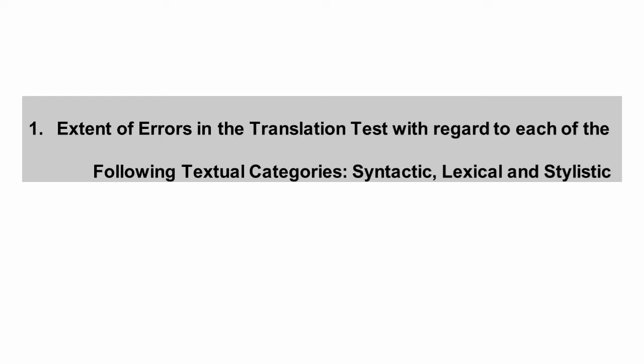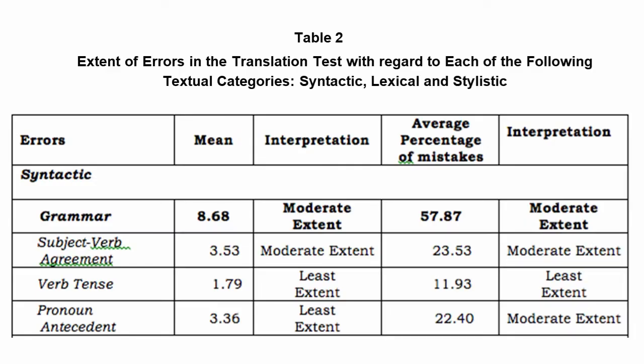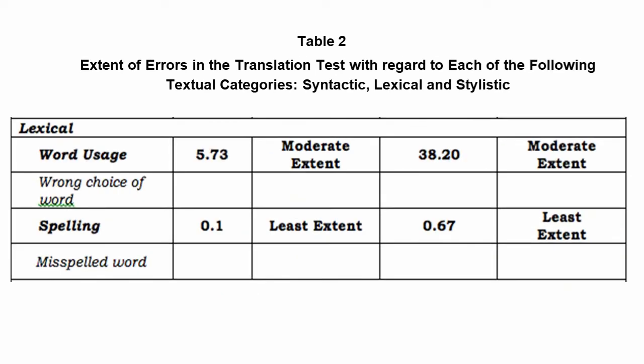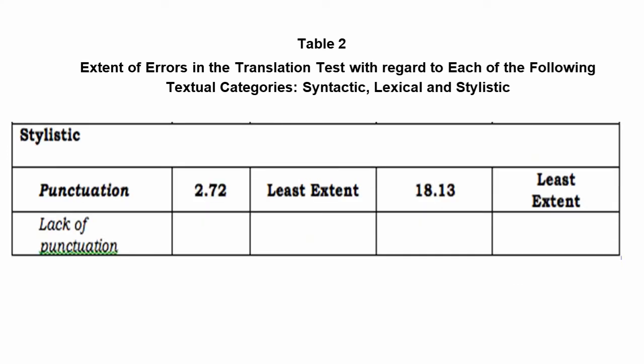Discussions. First, extent of errors in the translation test with regard to each of the following textual categories: syntactic, lexical, and stylistic. Table 2. Extent of errors in the translation test with regard to each of the following textual categories: syntactic, lexical, and stylistic. For grammar, we have moderate extent. For word usage, we have moderate extent. Spelling, we have least extent. And last one, we have punctuation, least extent.